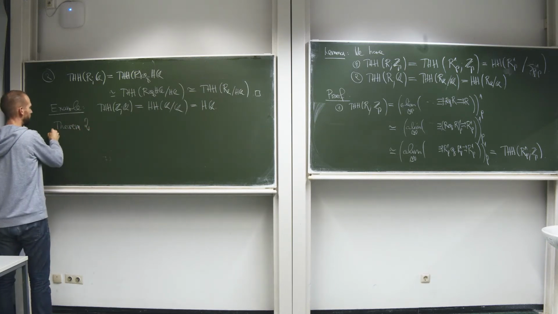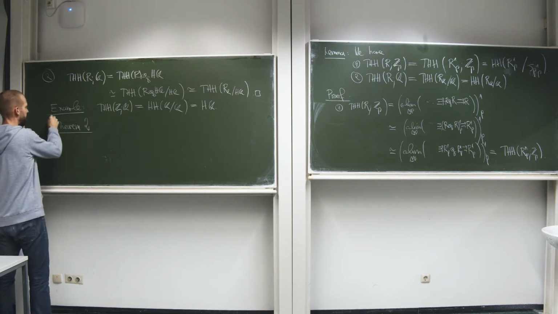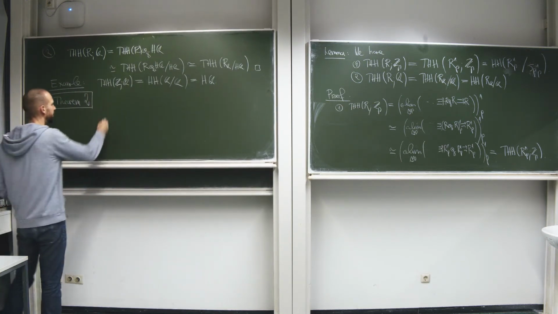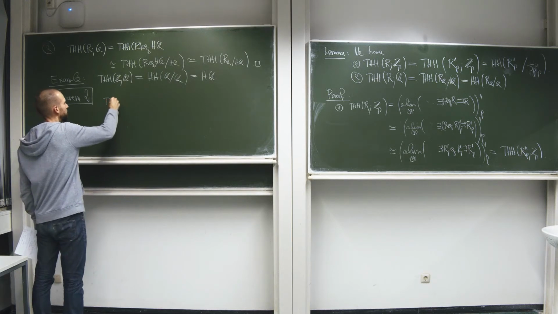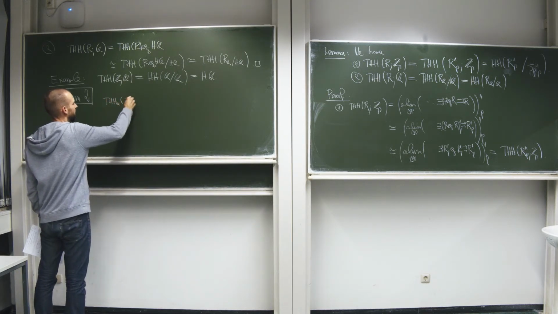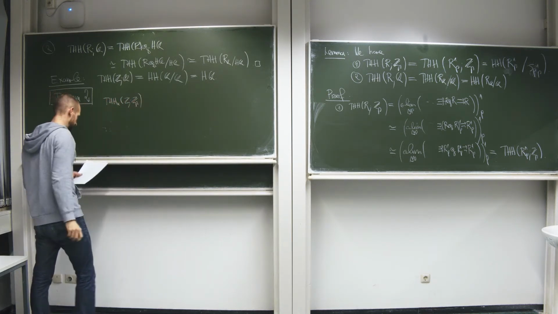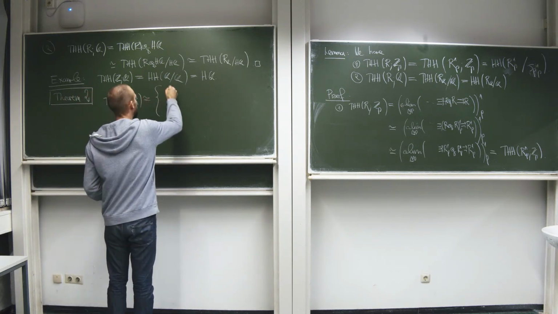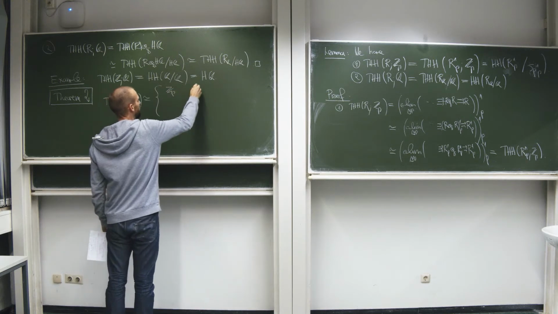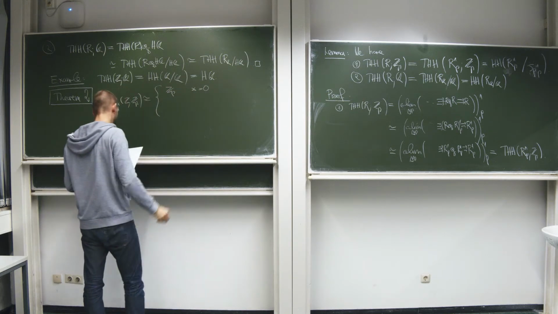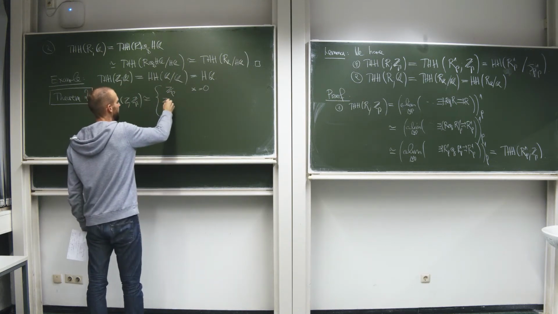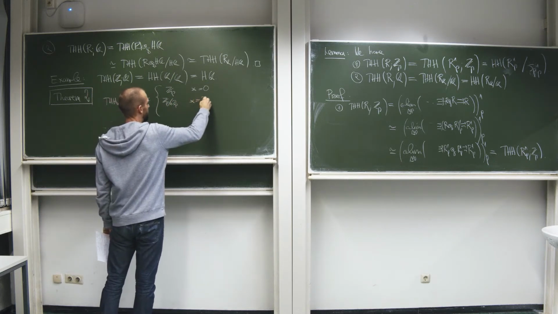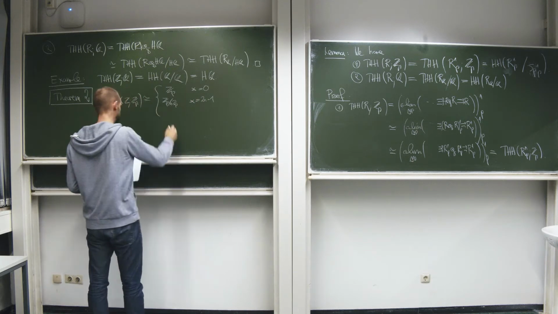This is also due to Bökstedt, and it states the following. THH of the integers, p-completed, has homotopy groups given by the p-adics for star equals 0, and the p-adics mod n for star equals 2n minus 1, and 0 otherwise.